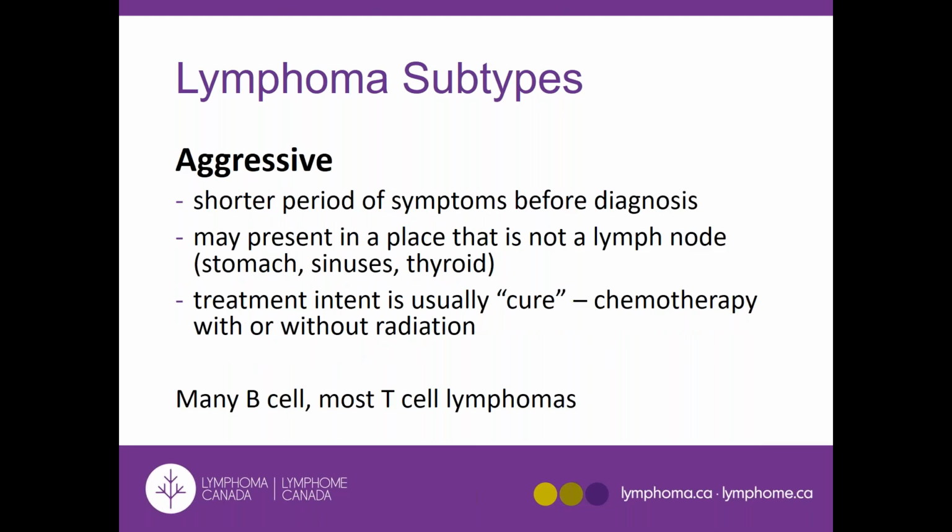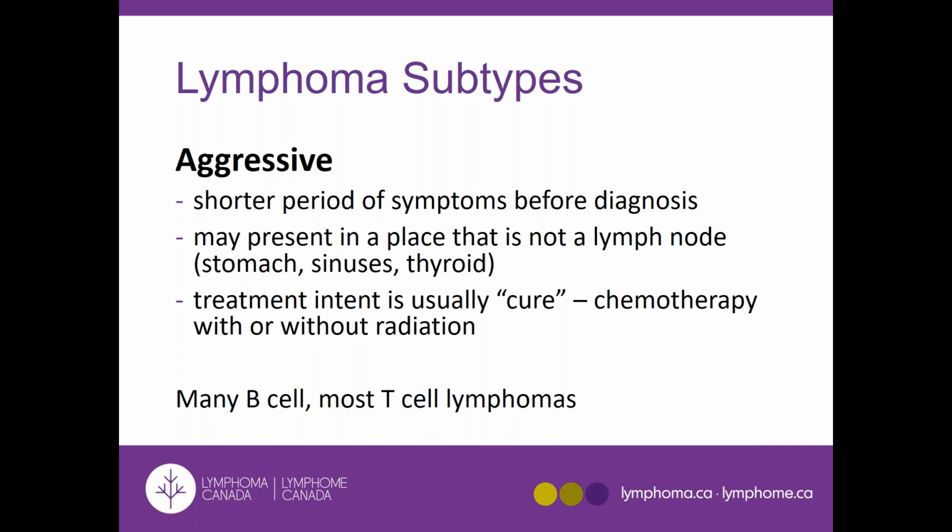This is quite different from an aggressive lymphoma, where often patients have a shorter period of symptoms before they get a diagnosis, and they may present with quite acute symptoms, may present in places that are not a lymph node, such as in the stomach, the sinuses, the thyroid gland, and the treatment intent is usually with a cure. So we give more chemotherapy to get rid of the lymphoma and not have it come back, and sometimes they may also need radiation afterwards.